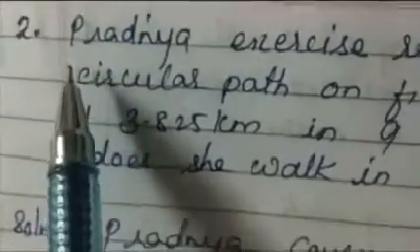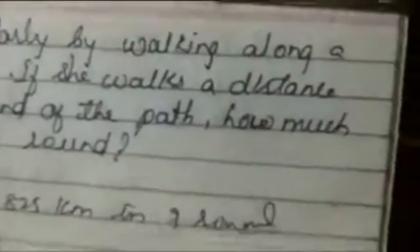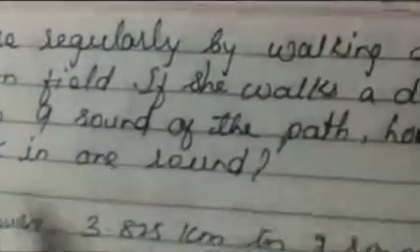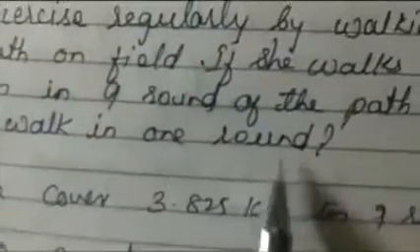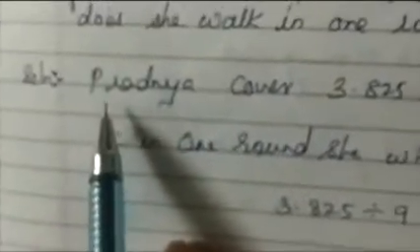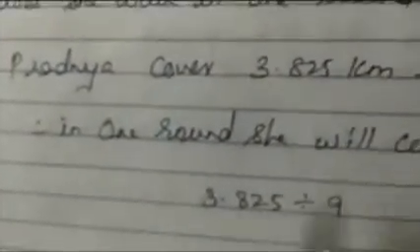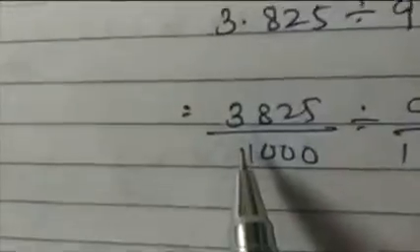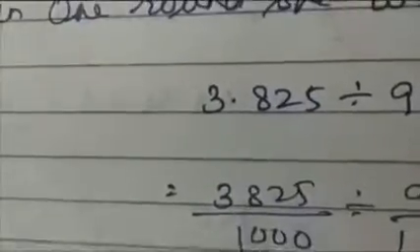Example number 2. Pradnya exercises regularly by walking along a circular path on a field. If she walks a distance of 3.825 km in 9 rounds of the path, how much does she walk in one round? So solution: Pradnya covered 3.825 km in 9 rounds. Therefore, in one round, she will cover 3.825 divided by 9.